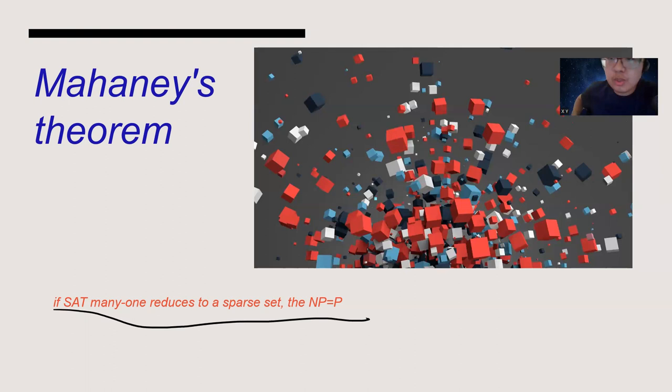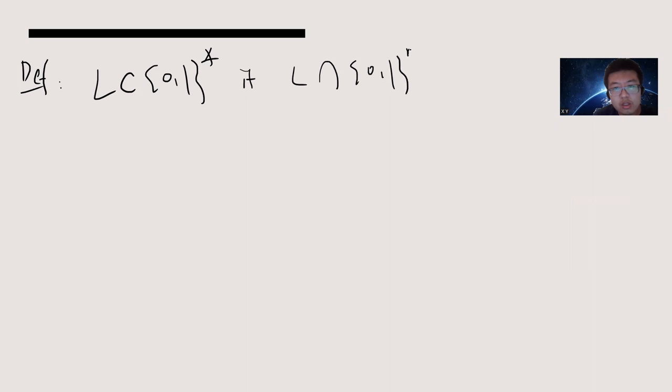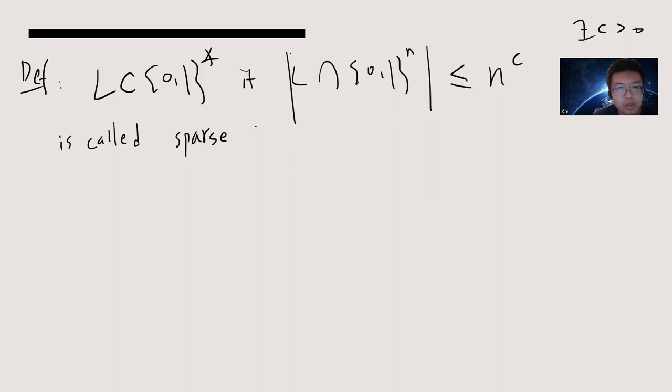Okay, before we start, let me just write down some definitions. If you have a language, basically it's a subset of {0,1}*. So the language is just a subset of 0, 1 strings. And if L intersected with {0,1}^n has size less than or equal to, say, n^c, for some constant c greater than 0 (usually people use big O, but now I'm sloppy, so I use n^c), so you can say that if n is large enough, there's always a c such that the size is at most n^c, then it's called a sparse language. That's a sparse language.